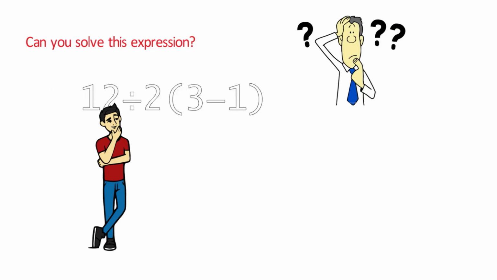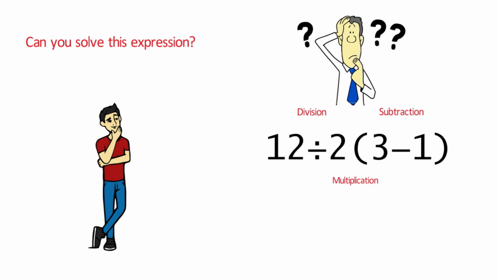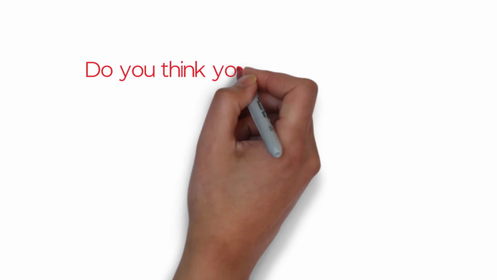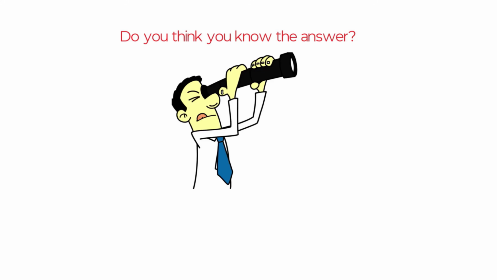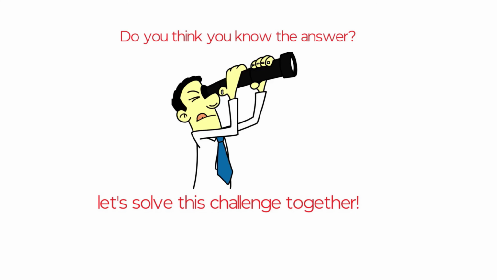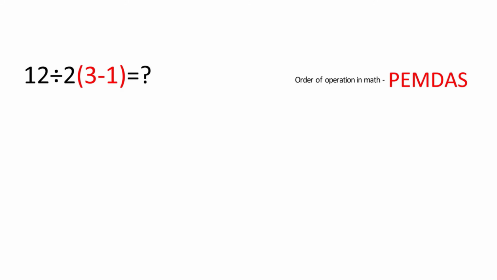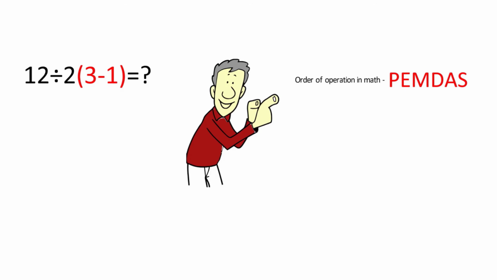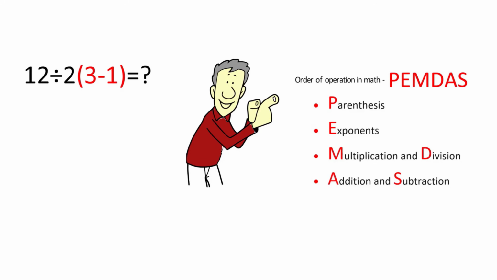There are 3 operations here: division, multiplication, and subtraction. All you need to determine is which one to do first, second, and third. Do you think you know the answer? Let's continue and get it solved together. The order of operations in math tells us that the first expression we need to solve is in parentheses. We first need to calculate 3 minus 1. And obviously the answer is 2.